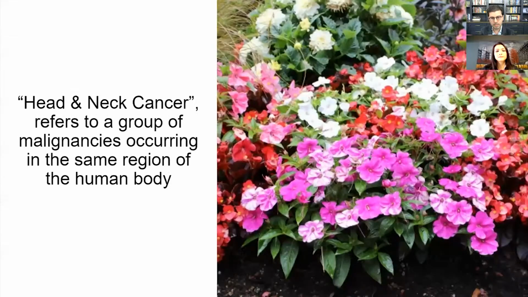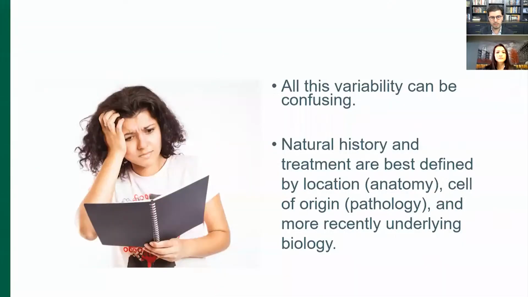The other problem, I think, with head and neck cancers is that there's not one type of cancer. You know, lung cancers are very algorithmic. Breast cancer, there's different entities, but it's breast cancer. For head and neck, it's really a group of many different cancers, but they all happen in one region. And I think this variability is very confusing. It's confusing to physicians and surgeons, confusing to patients, confusing to all of us.